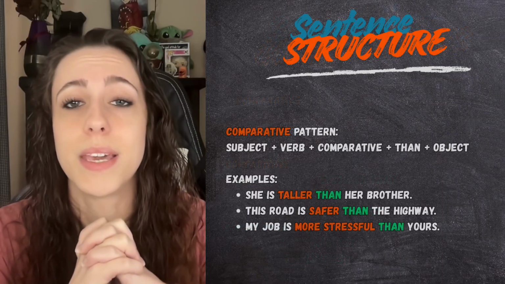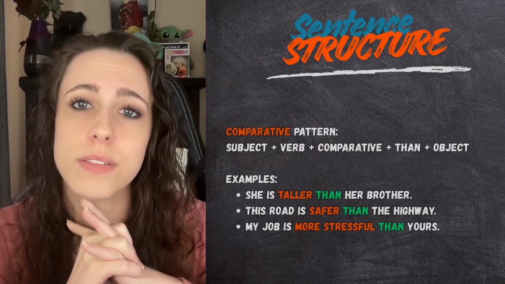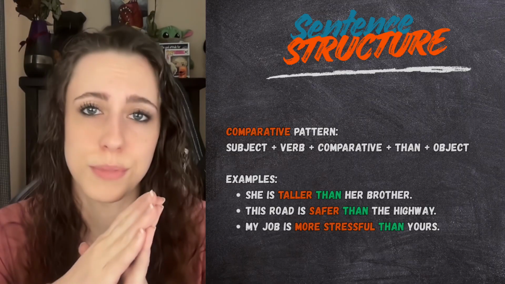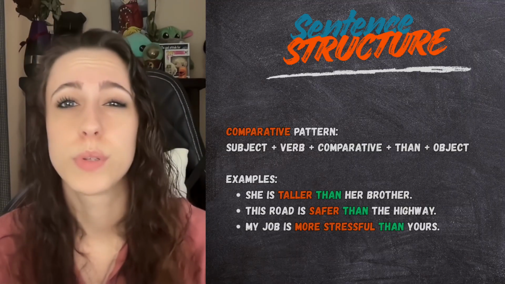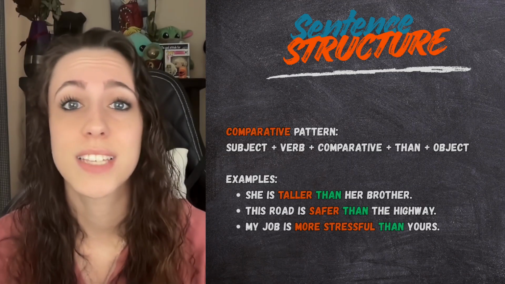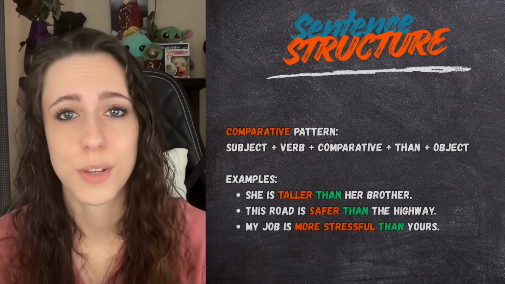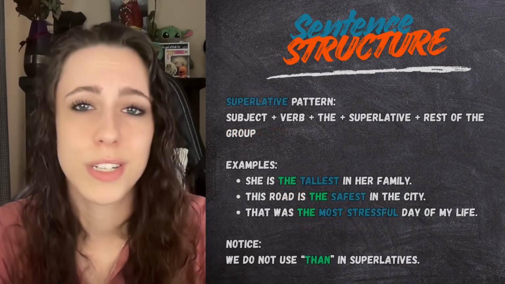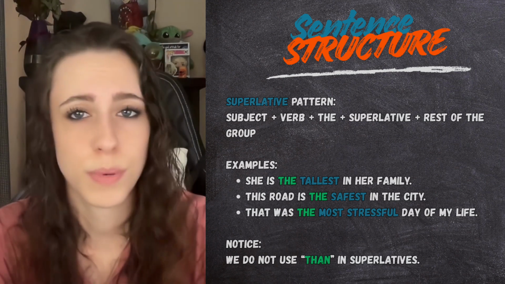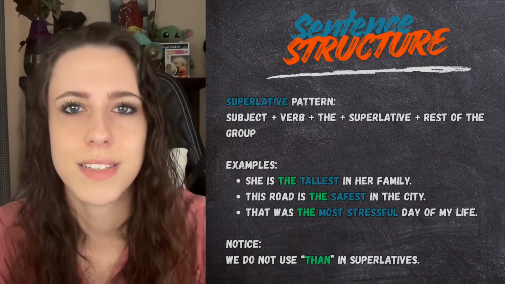Let's have a look at the patterns. So first we're going to look at the sentence structure of a comparative. It is the subject, verb, comparative, then object. Some examples: she is taller than her brother, the road is safer than the highway, my job is more successful than yours. Now let's have a look at the superlative pattern. The sentence structure is subject, verb, the superlative, and the rest of the group.